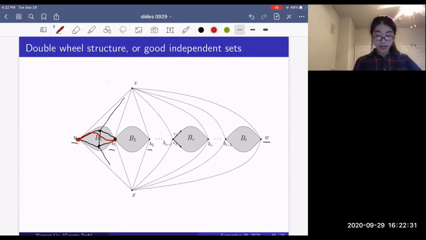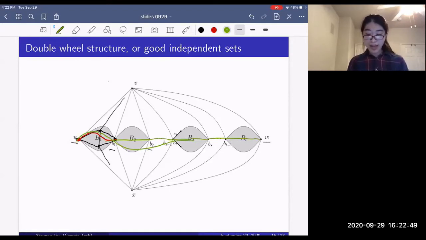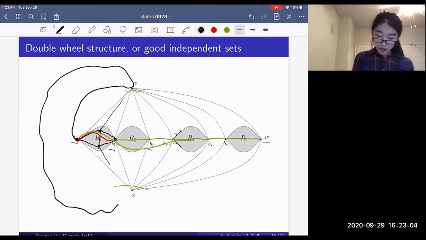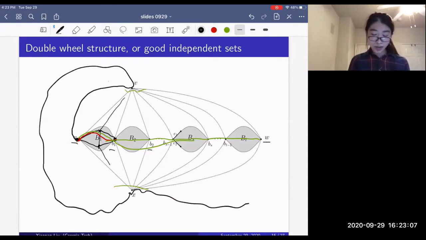So now our idea is that if V and X have a lot of common neighbors, we can find a Hamiltonian path between U and W. We don't use V and X here, but also outside, we can find a Hamiltonian path between U and W that uses all vertices outside this one, and also V and X.